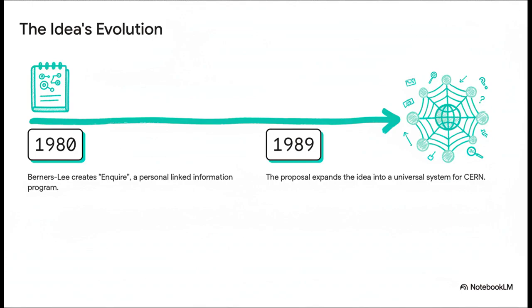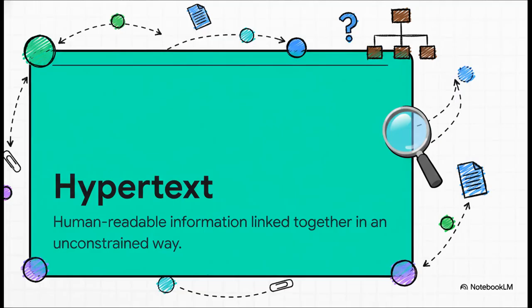So what is hypertext really? The proposal offers this gorgeous, simple definition. It's not about complex graphics or fancy tech. It's just human-readable information linked together in an unconstrained way. And that word right there, unconstrained, that's everything. That is freedom from the tyranny of the tree.